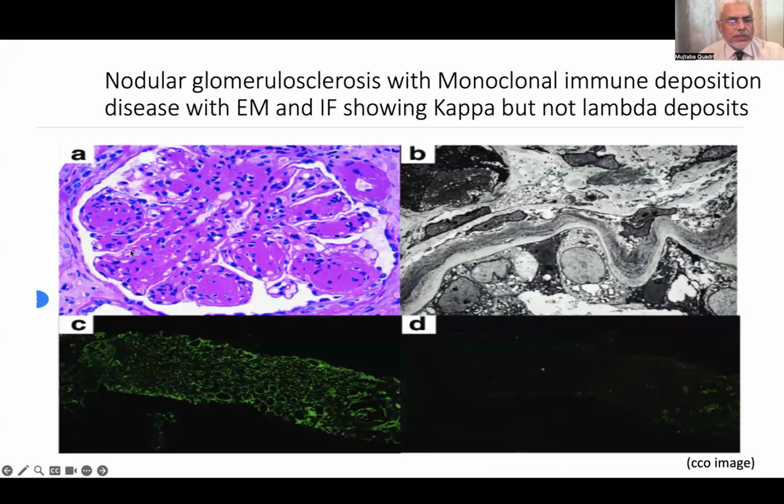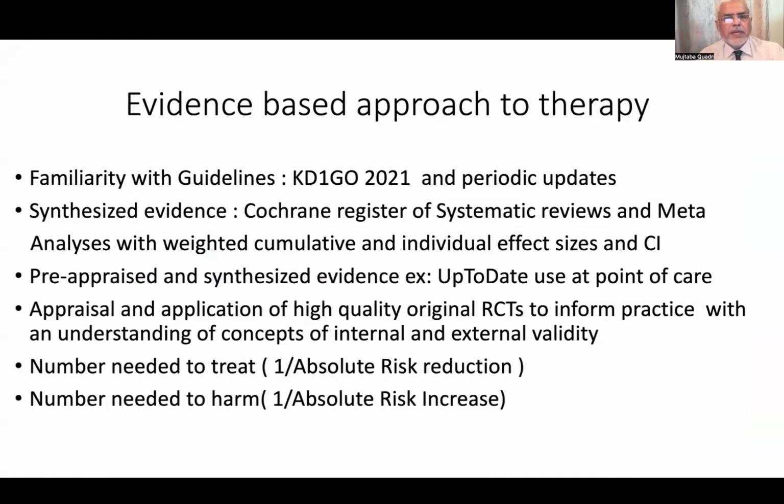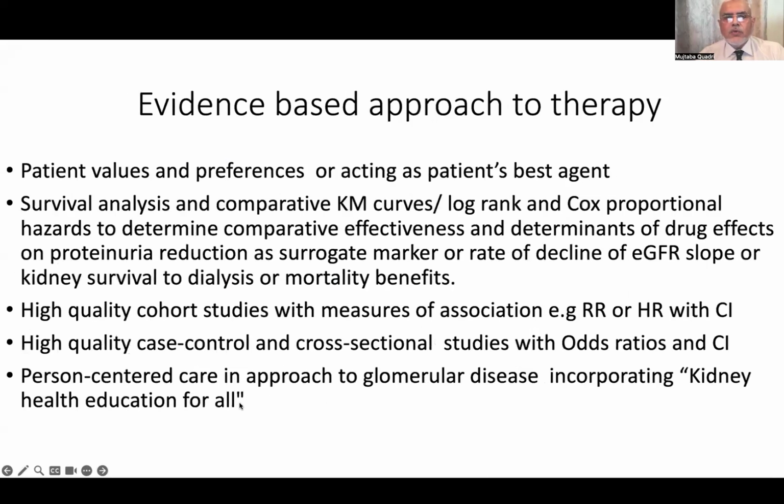And the nodular sclerosis is very similar to the diabetic Kimmelstiel-Wilson nodules and is also quite pathognomonic in these cases. And you can see that on the electron microscopy, and these kappa light chain deposits are also very prominent. So you need to be familiar with all the guidelines like the KDIGO 2021 and its periodic updates, and know how to look at literature at the point of care. Appraisal of literature for RCTs and systematic reviews for areas such as number needed to treat or number needed to harm is extremely important to avoid getting misled.